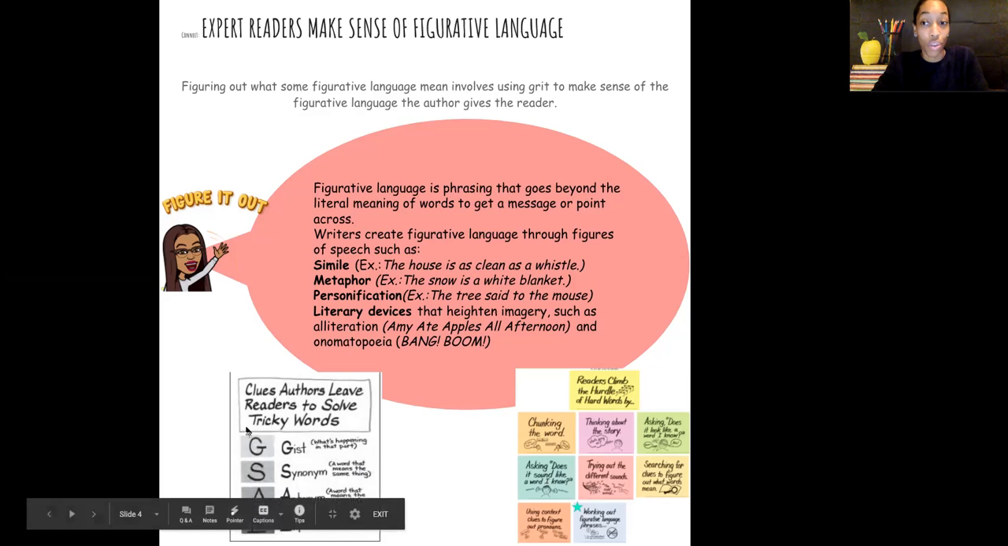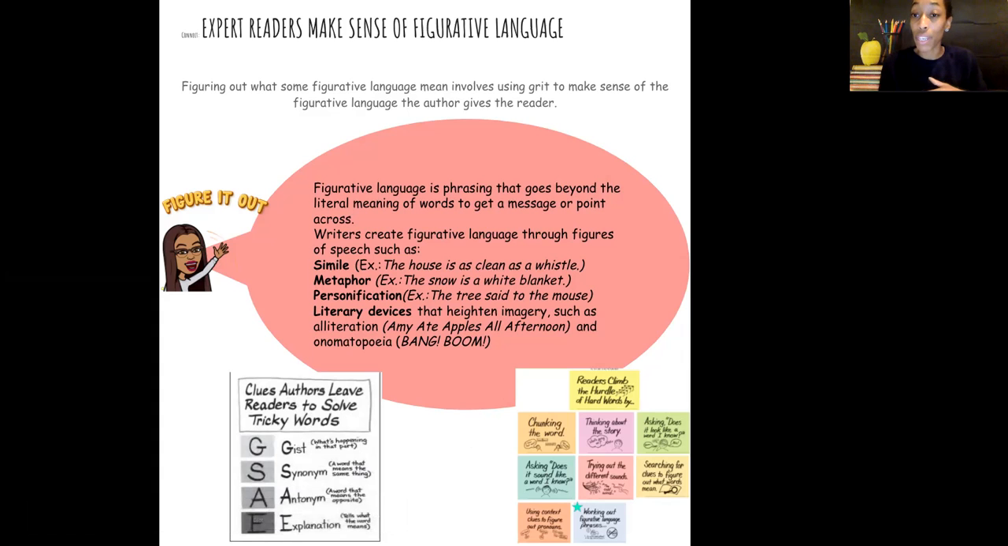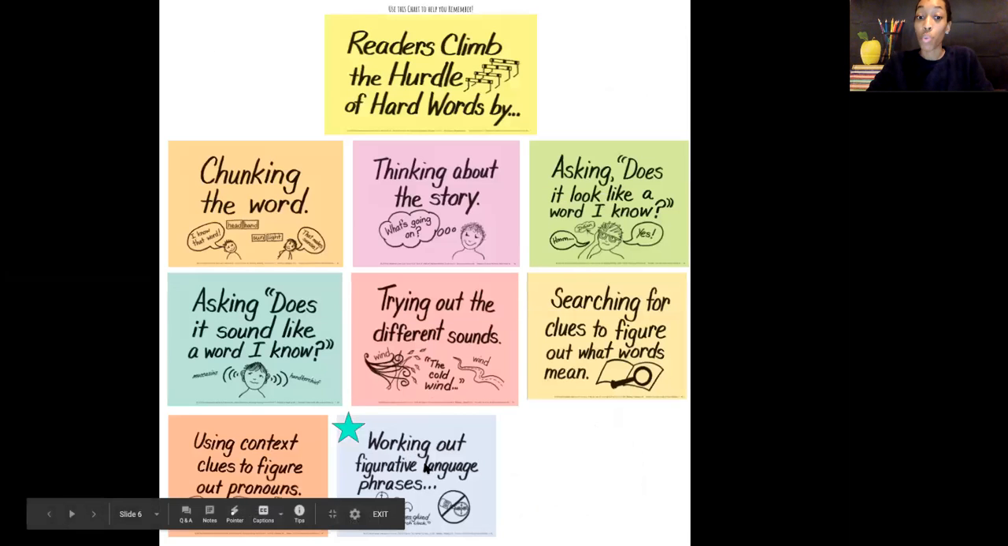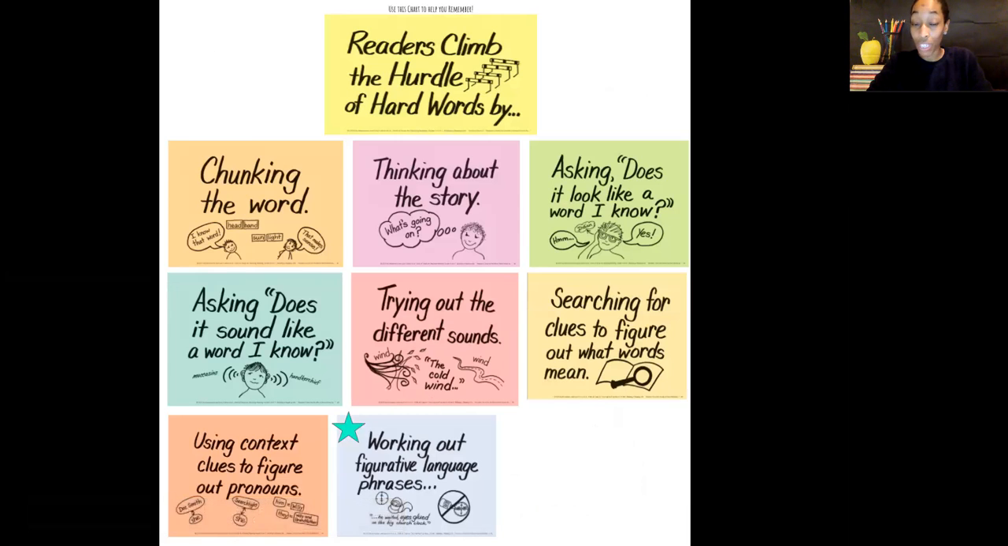Those are clues the authors give us. They want us to use the gist of what's happening to figure out what that figurative language means. They might sometimes put the opposite word there of the figurative language, which is an antonym. You can use that, a synonym, or they might explain the figurative language. Sometimes they do. So this is our next strategy that we're learning. We're working out figurative language phrases. It happens anytime you're reading any type of book, you will see figurative language.